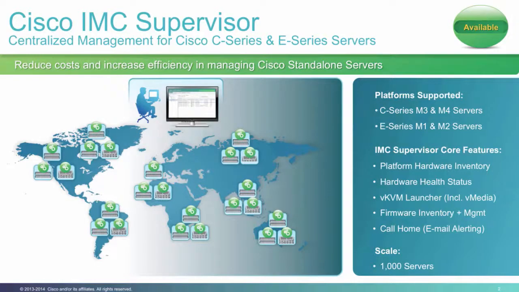Delivered as a virtual appliance, IMC Supervisor communicates with endpoints via the IMC XML API and supports standalone C-series M3 and M4 servers, as well as E-series M1 and M2 servers. The system can scale up to 1,000 managed endpoints, and core features include inventory collection and reporting, system health status or monitoring of the endpoints, virtual KVM launcher with power controls, firmware inventory collection and management, and call home or email alerting for critical faults. Let's take a look at some of these features.